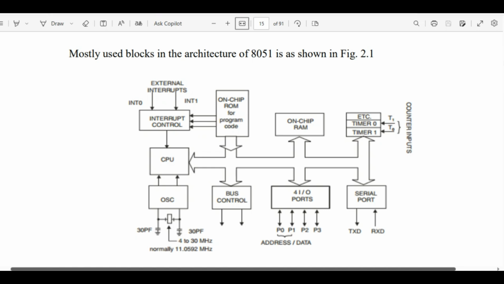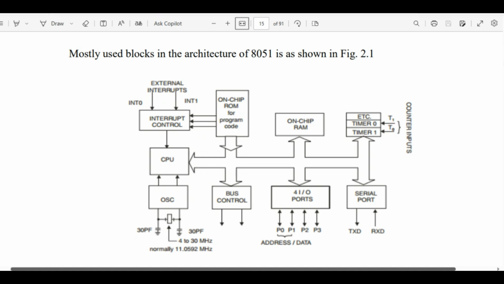Then we have the OSC oscillator. This is the robot's heartbeat. It keeps everything in the castle moving at the right speed. Then we have the bus control. Imagine this as the castle's hallways. It helps all the different parts of the castle talk to each other.